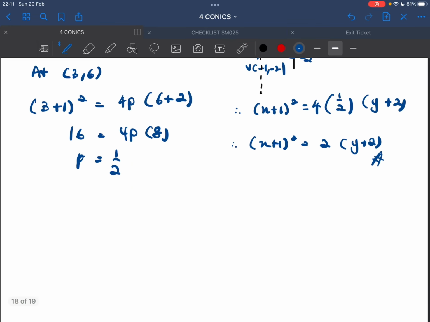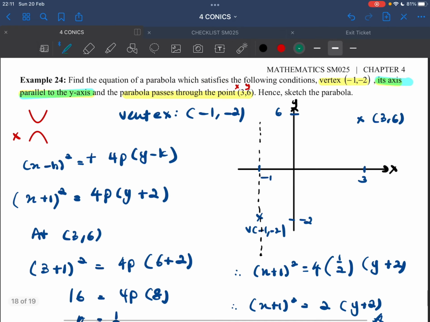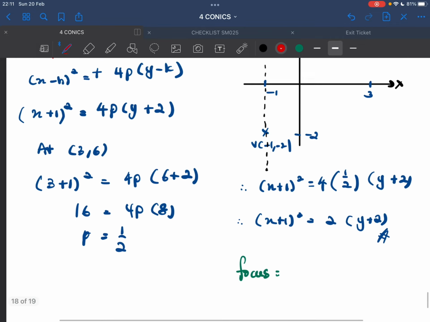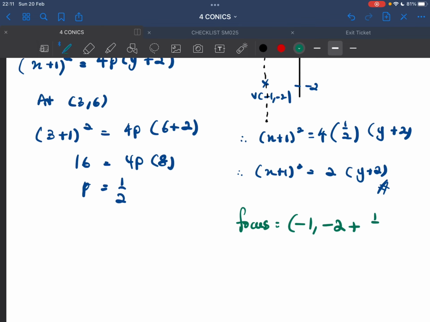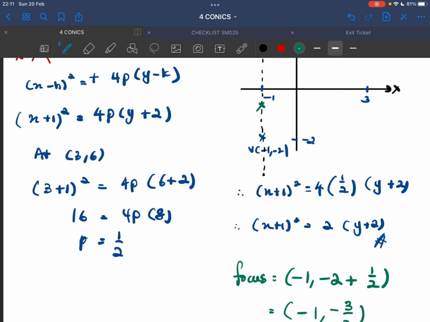So focus, let's change that. Focus is equal to, so the shape is above, below, so y will change here. Just leave your x as it is, which is -1. So we take -2. Since the focus is above the vertex, we have to add p, so p here is 1/2. So here we get the coordinate of the focus, (-1, -3/2). So that means your focus is going to be somewhere here.